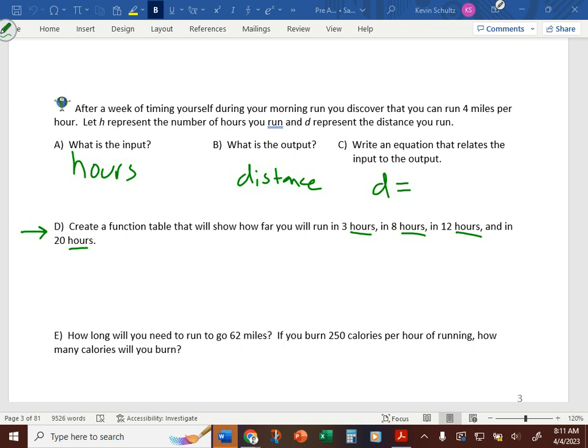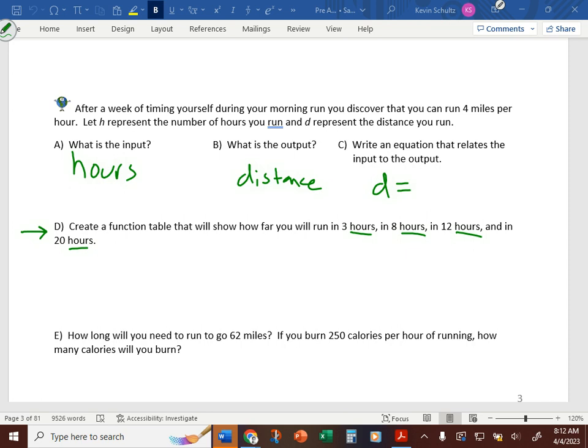Well, if you run for 1 hour, how far did you go? 4 miles, right? 4 miles per hour. You run for 1 hour, you went 4 miles. What about 2 hours? 8 miles. How about 3 hours? Well, 4 hours. Well, 5 hours.